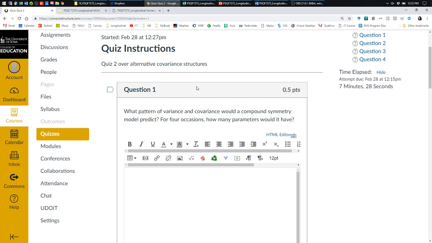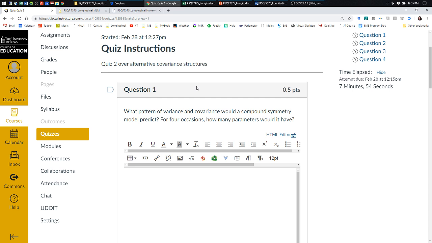So how many parameters would it have if there were 4 occasions? 2, yes, and what are they? I didn't ask that. But what are they? Residual variance at level 1 and random intercept variance at level 2.